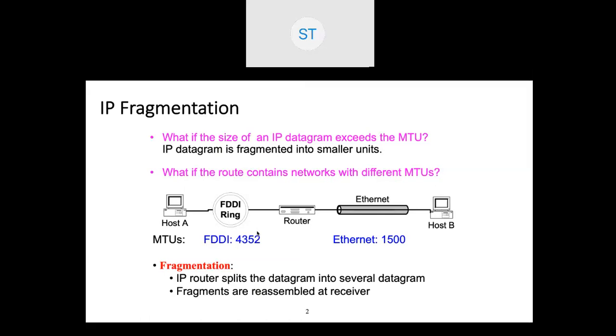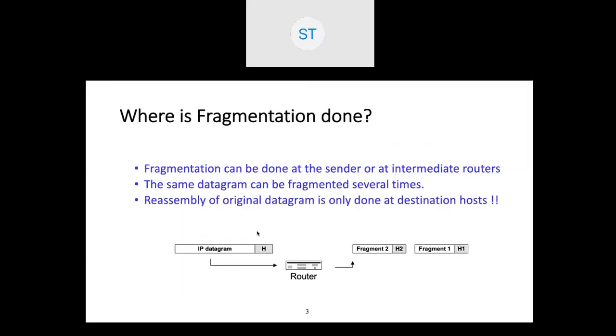The IP router splits the datagram into several datagrams. The overhead with this is that a header gets added with each and every fragment. And fragments are reassembled at the receiver only. So fragmentation can be done by the sender or any in-between router.